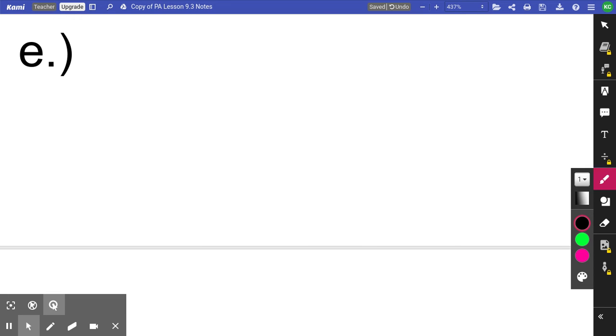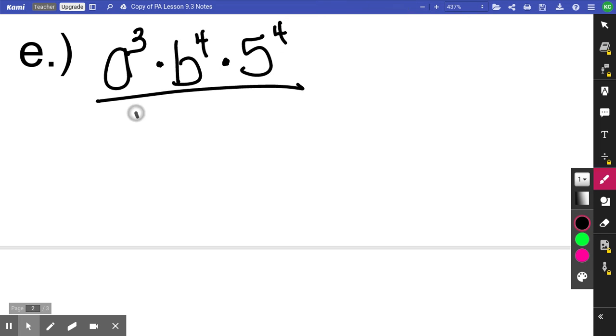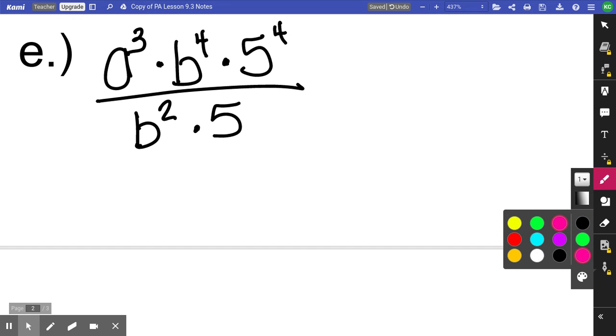In my very last problem, I'm going to have A to the 3rd times B to the 4th times 5 to the 4th over B to the 2nd times 5. Okay, so I remember I can only multiply and divide like bases. So I need to find my like bases.